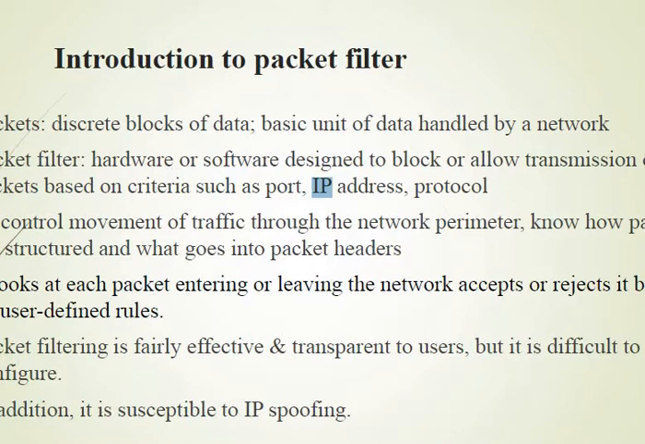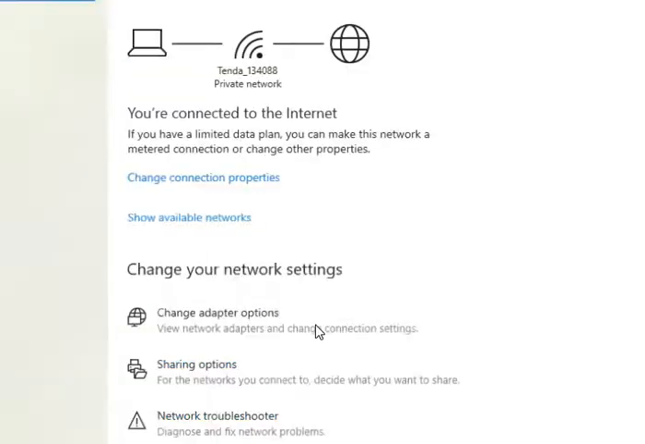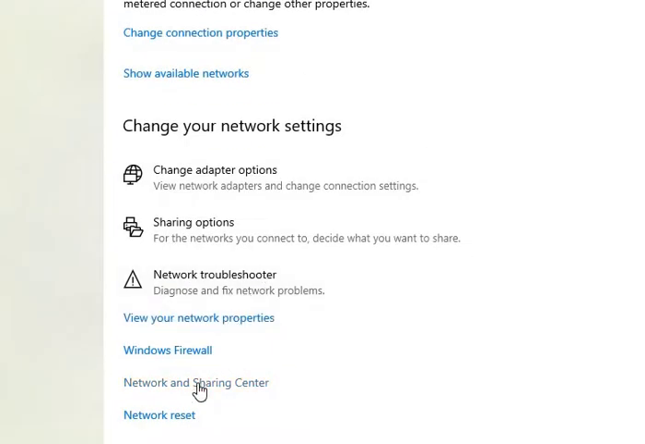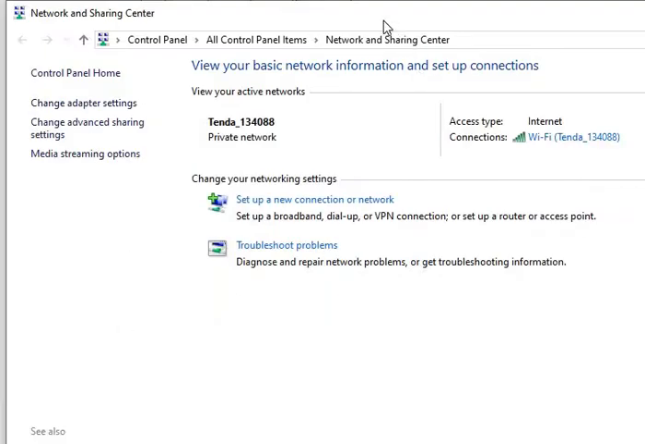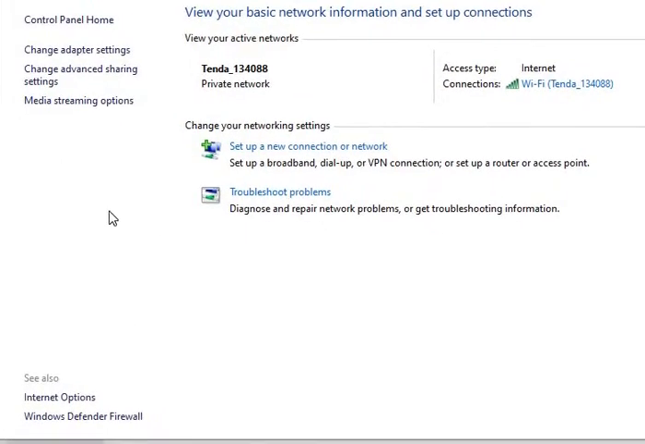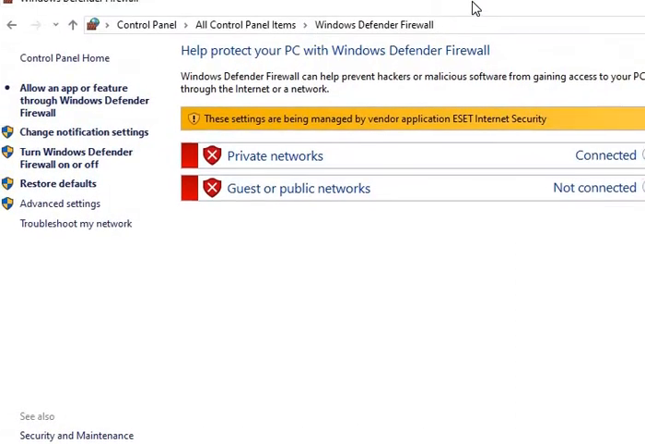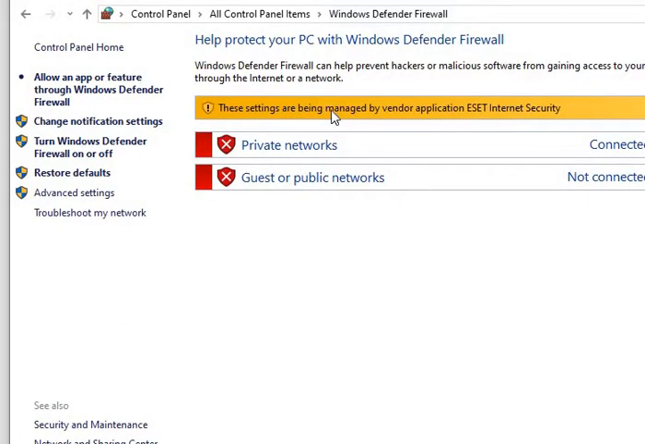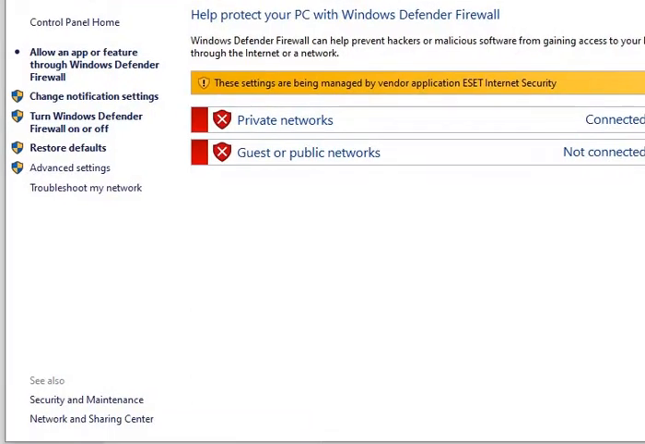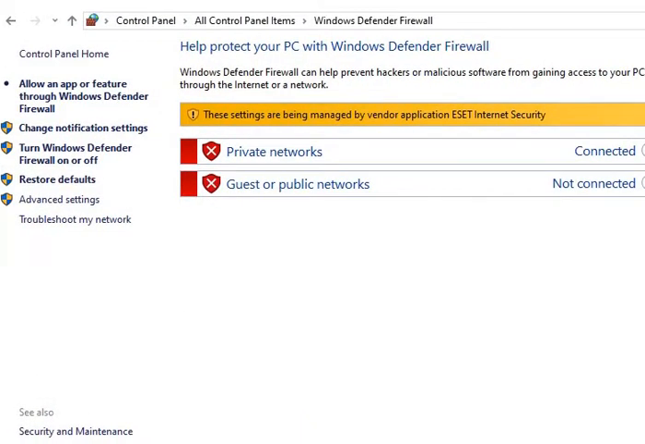Okay, so let me take you to the actual implementation. For that, you have to go to the Network and Sharing Center on your computer. On the left hand side, at the bottom, there are different options, but we want to open the Windows Defender Firewall. Here we are more interested today in the Windows Defender Firewall. As you can see, it is showing that the settings are being managed by the vendor application ESET Internet Security. I have installed my antivirus, ESET, so currently my firewall rules are managed by ESET.